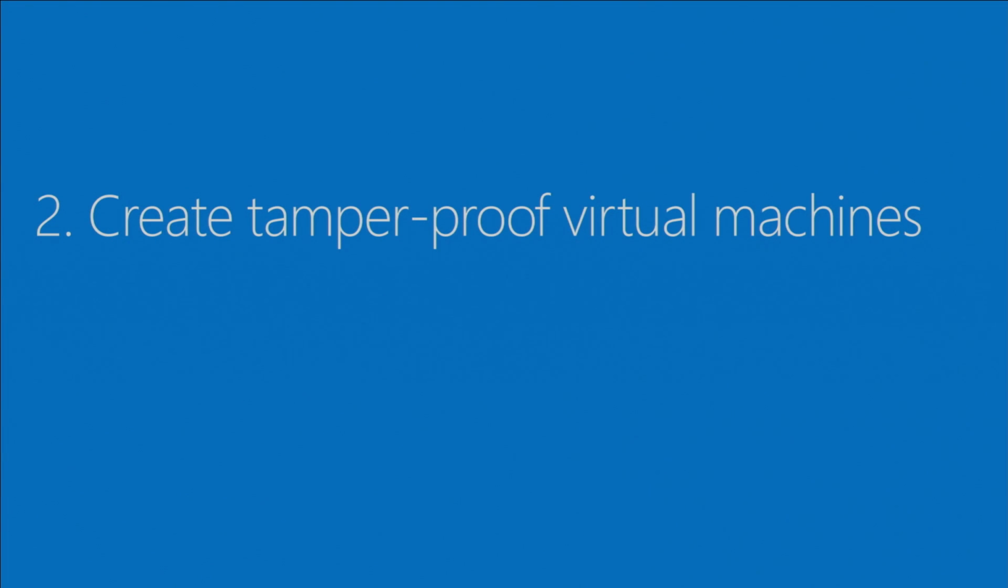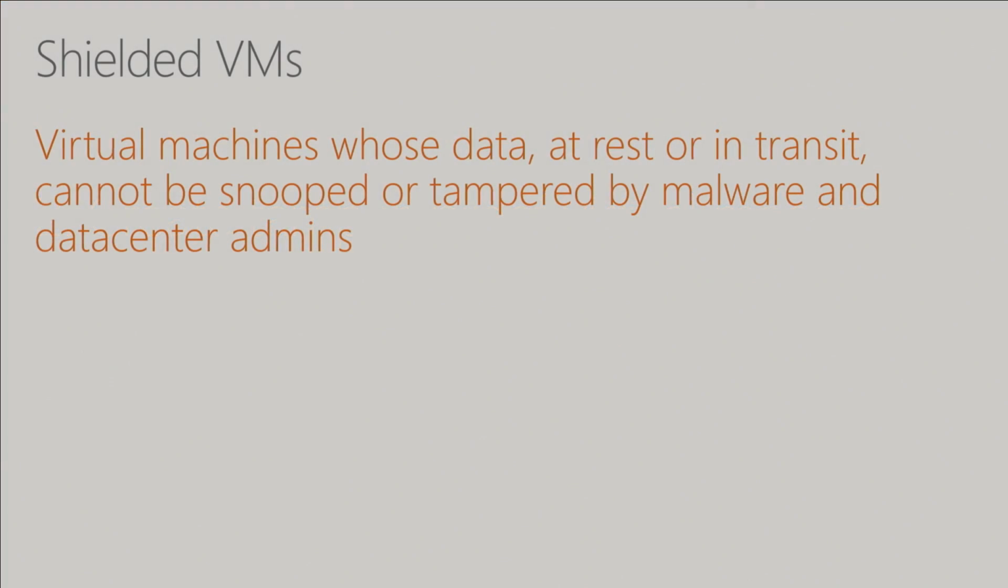Second stop, create tamper-proof virtual machines. Now you have a Windows Server 2016 cluster. You upgraded from 2012 R2. What are the new shiny things that you can do with 2016? This is one of them. Actually, it is really a differentiator for Microsoft, I would say.